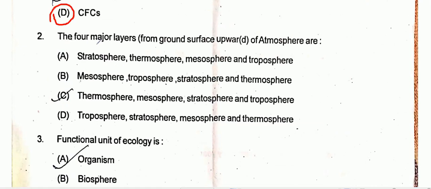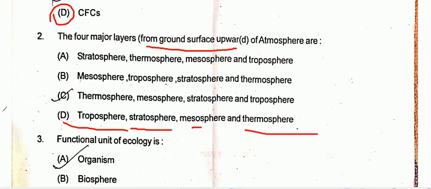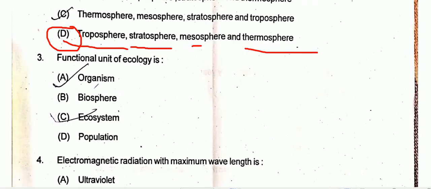Question number 2. The four major layers from ground surface to upward of atmosphere are the troposphere, stratosphere, mesosphere and thermosphere. So option D is the correct one. Question number 3. Functional unit of ecology is the ecosystem. So option C is the correct one.